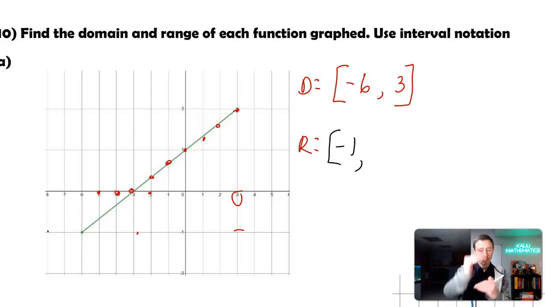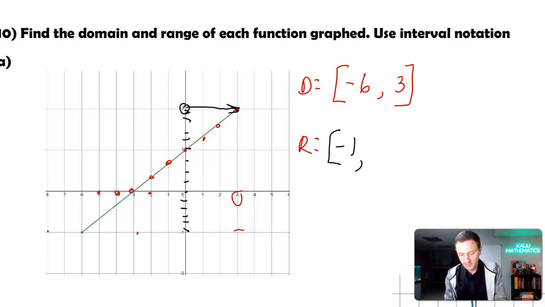And for range, we go from bottom to top. So we start at the bottom y value, then we go to the top. So it starts at negative 1, and then as I go along the y-axis, I go all the way up to the y value of 2, because it goes right there. So negative 1 to 2 with brackets.